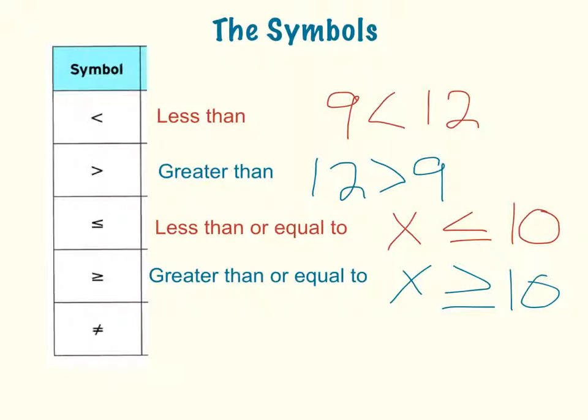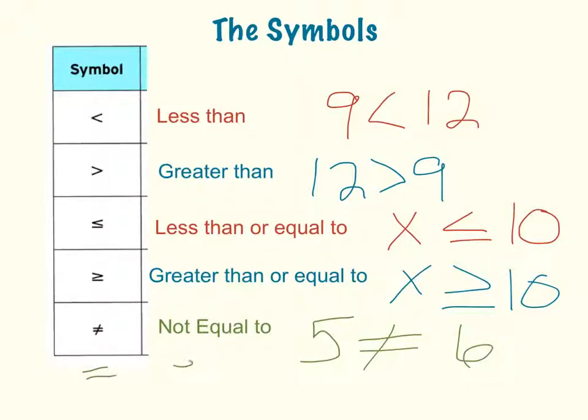And the last symbol in the chart is the not equal to. When you see the equal sign with a slash through it, it means not equal to. And you could say that 5 is not equal to 6. And in your chart on your page, you actually have the equal to sign. So you can just simply write that that is equal to.